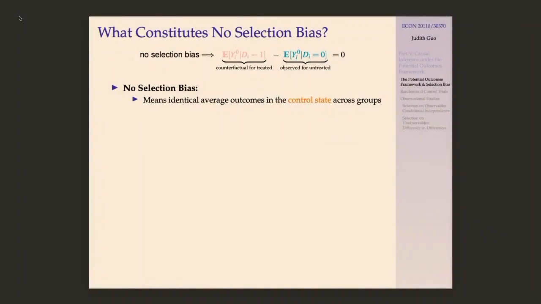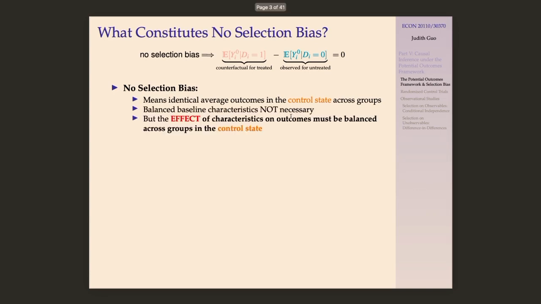Now, today. Let's look a little bit more into the details of what no selection bias means. Essentially, we want these two conditional expectations to be the same: the mean outcome in the control state is the same across groups. Saying this might sound very simple, but actually the condition to ensure no selection bias is very subtle. No selection bias does not require balanced characteristics in both groups. We don't require that if we see people that are more healthy in the treatment group, they should be more healthy in the control group as well. But the effect of the characteristics on the outcome must be balanced. So it's not about the distribution of the characteristic itself, but about the effect of the characteristics in the control state.